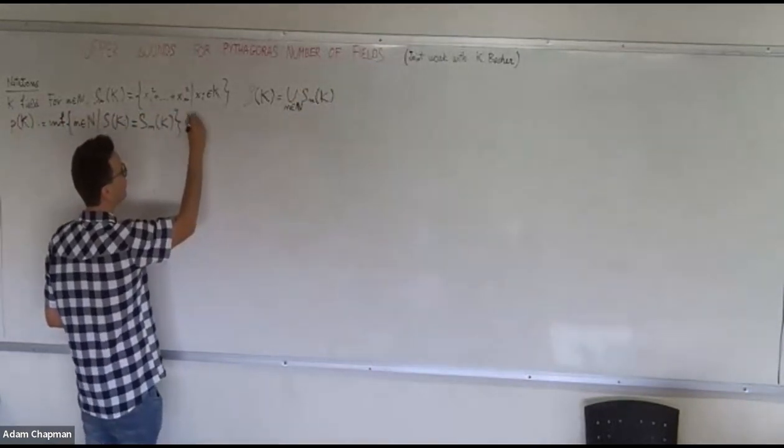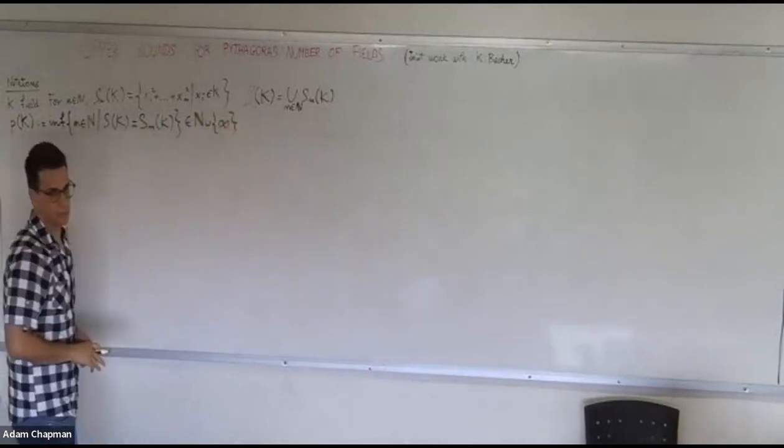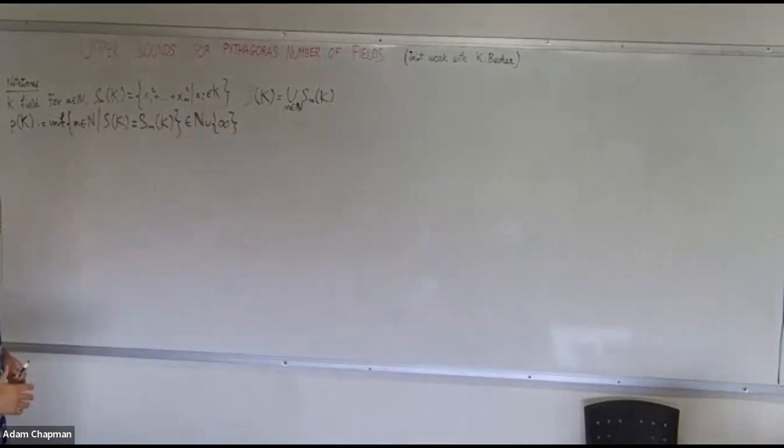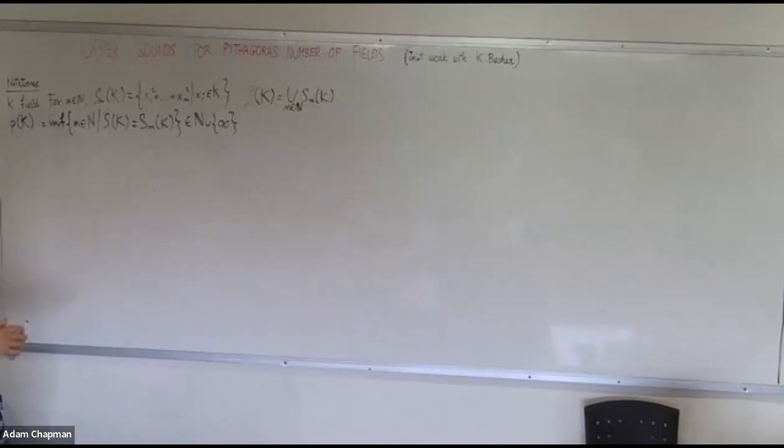Okay. So of course there is no reason why such an integer should exist a priori. So there are examples where this set is empty. In this case, we just set the Pythagoras number to be infinite.